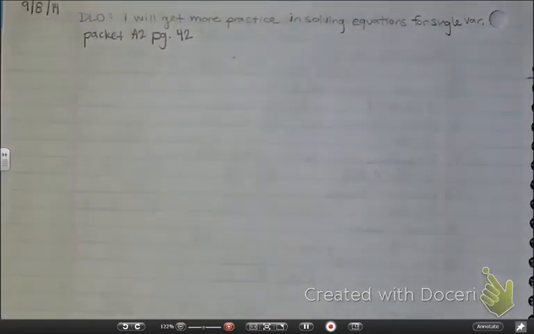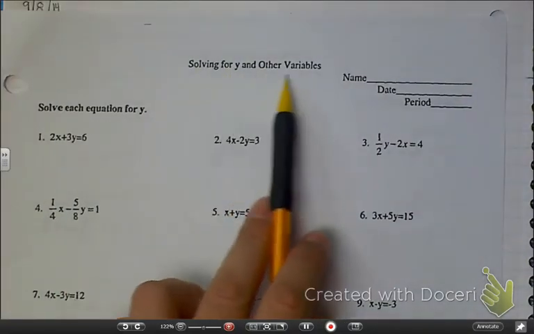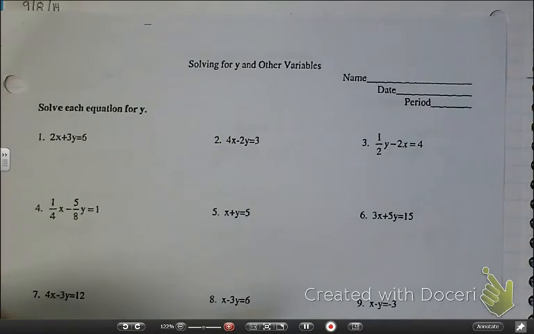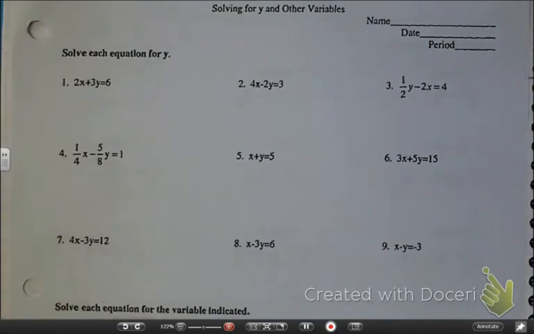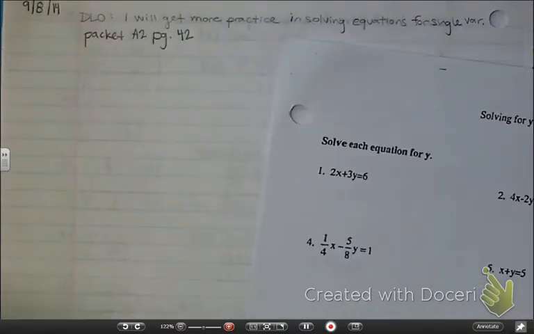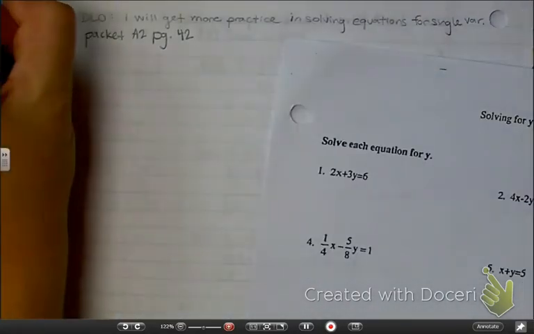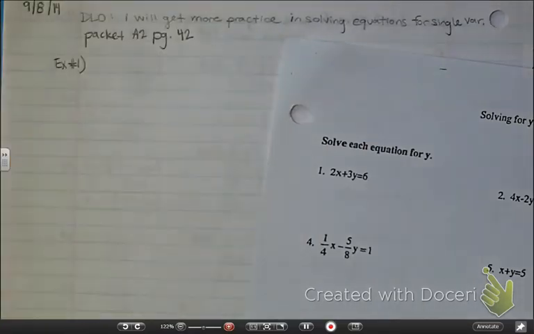So the first example that we're going to do, we're working from this page in your packet. It says solving for y and other variables. And we're going to do just a few problems off this page because it's a review of what we've been doing in the past. And I know that you guys have trouble a lot of times with the fraction problems. So we're going to work on this one, number 4. So write number 4. This is example number 1. So right here I'm going to put example number 1, just like that. So right here on your paper you should have example number 1, just like I have written.